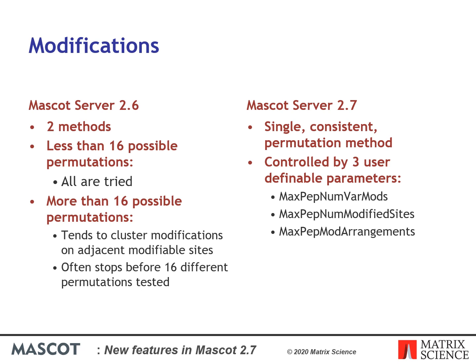The new permutation iterator samples arrangements using a uniformly random scheme. The operation of this is controlled by 3 user-definable settings. By adjusting the parameters, you can choose to reduce the search depth and speed up searches of lightly modified samples, or increase the search depth where site localization matters, or for highly modified samples.